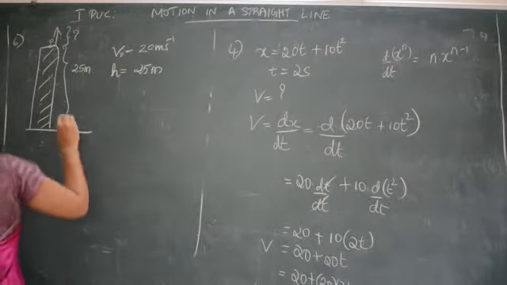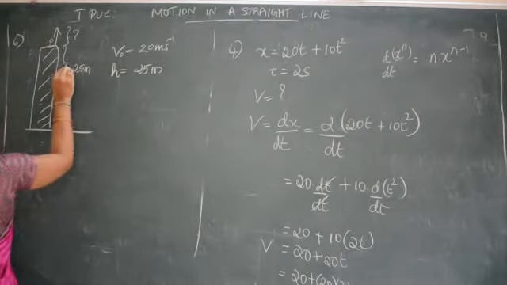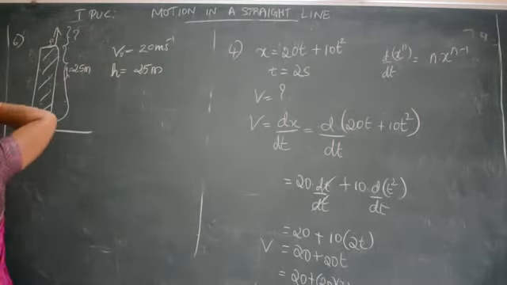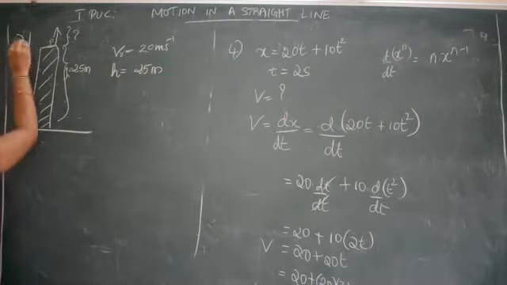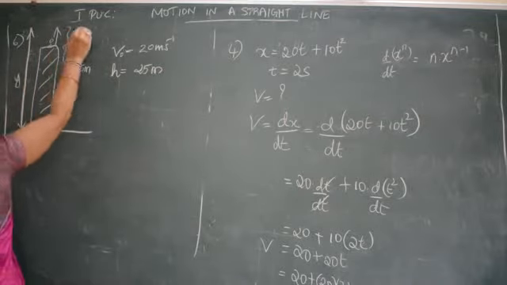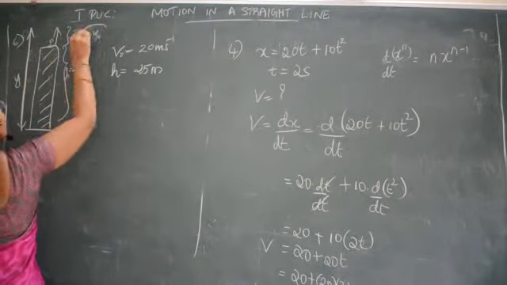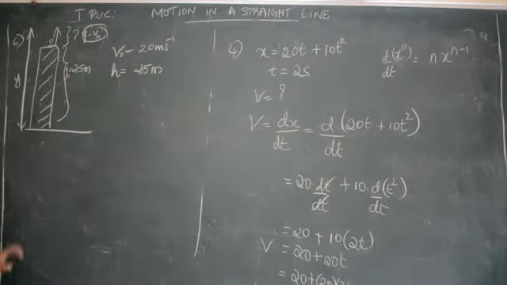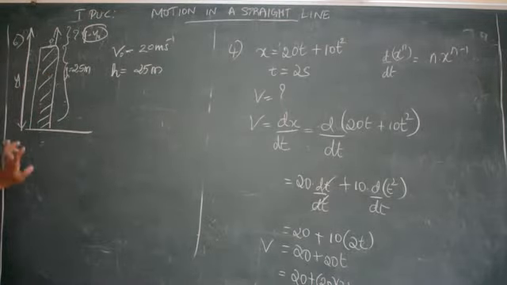Let us consider the height of the building as y0. Let the full distance be y. Then y minus y0 is the distance travelled by the body from the top of the building. Correct?